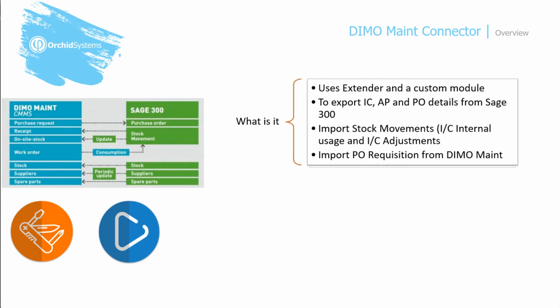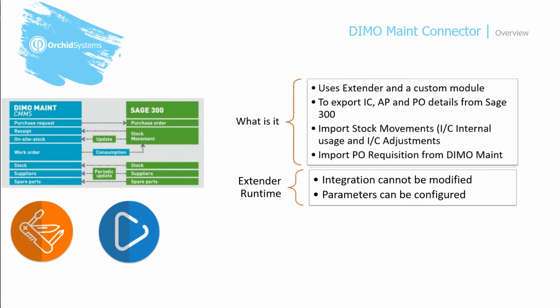integration. It exports IC, AP, and PO details from Sage 300 and it's designed to import IC internal usage requests, adjustments, and PO requisitions from DemoMain. It is built using Extender runtime, so the integration details cannot be modified. The only thing you can configure is the parameters that are specific to your setup.